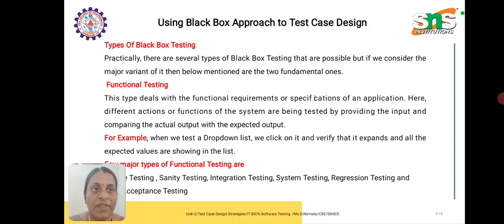For example, when we test a drop-down list, we click on it and verify it expands and all the expected values are showing in the list. Major types of functional testing are smoke testing, sanity testing, integration testing, system testing, regression testing, and acceptance testing.